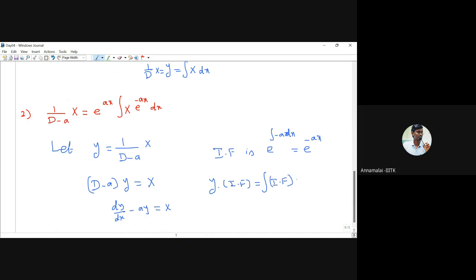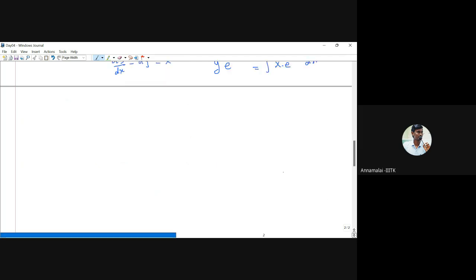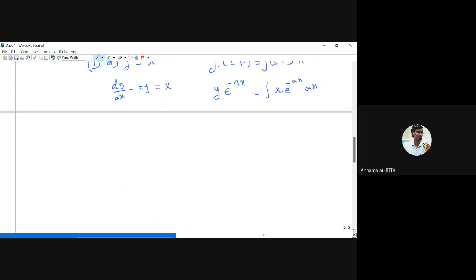But what is q here? X into dx. Now therefore y into e power minus ax equal to integral x into e power minus ax dx. But we need y, because we take this as y. Therefore multiply e power ax both sides, we get y equal to e power ax times integral x into e power minus ax dx.